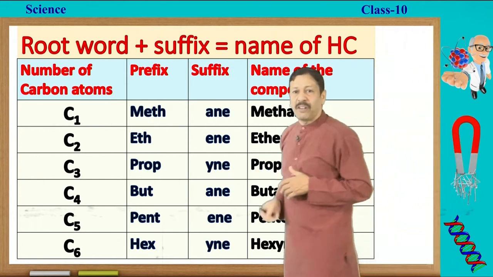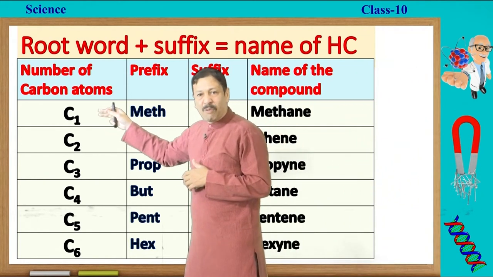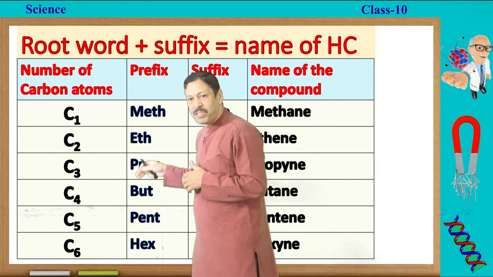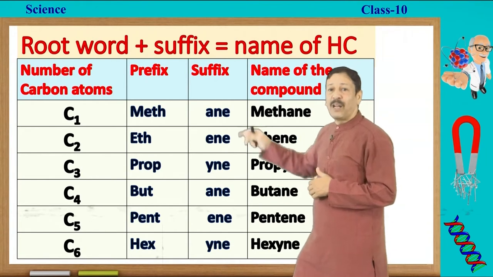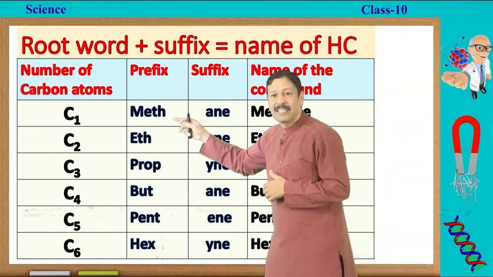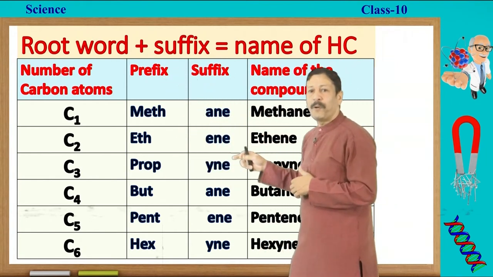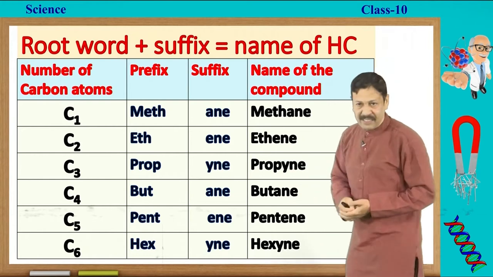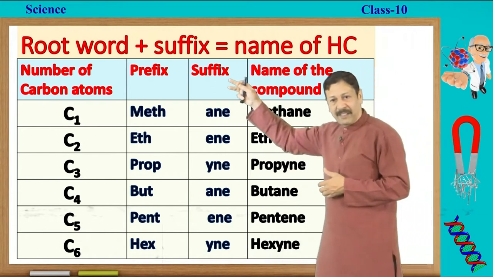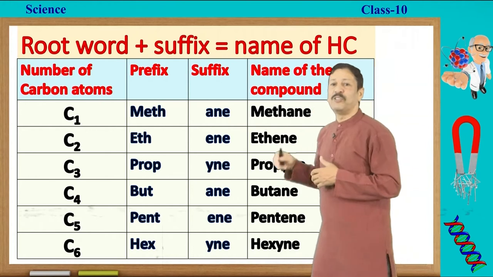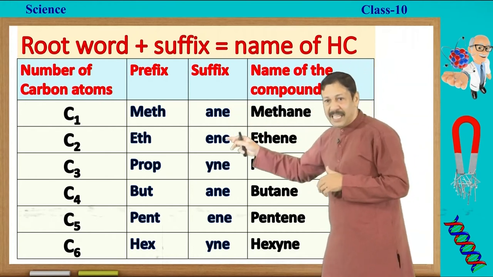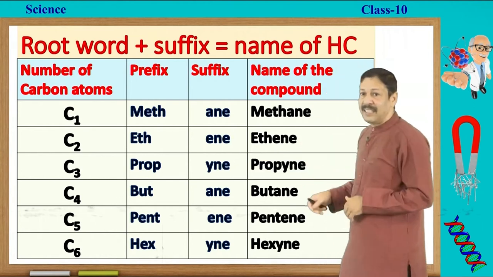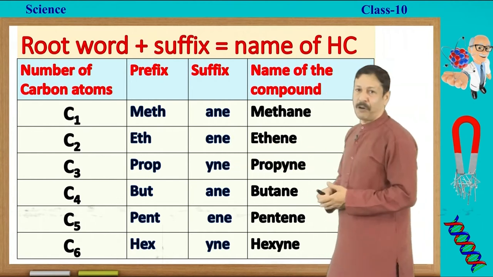Now, here you are seeing the carbons C1, C2, C3, C4, C5 and C6. Then you have to take a root word or prefix, that is meth, eth, prop, but, pent and hex. Similarly, suffix, if it is a hydrocarbon, you have to add ANE, single bond. If it has a double bond, ENE. Then YNE, if it is a triple bond.